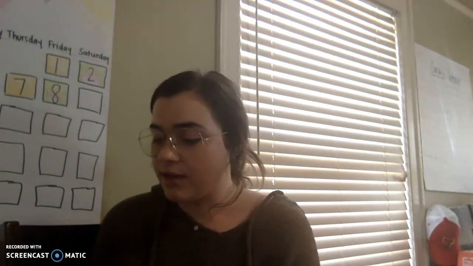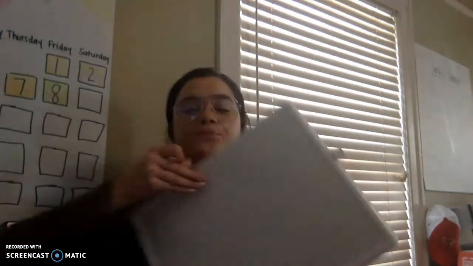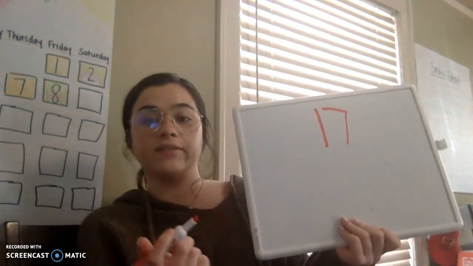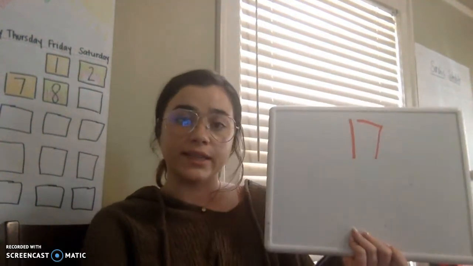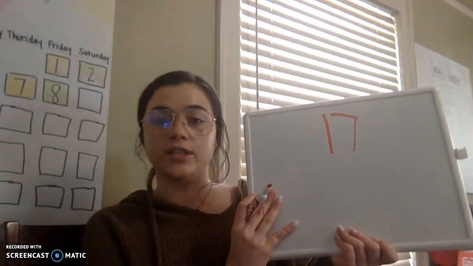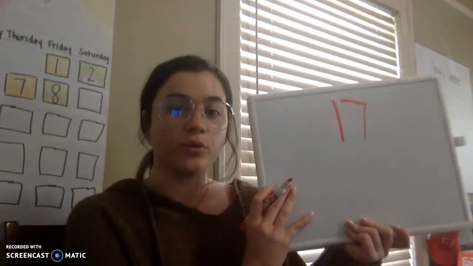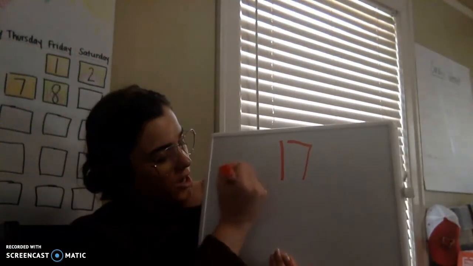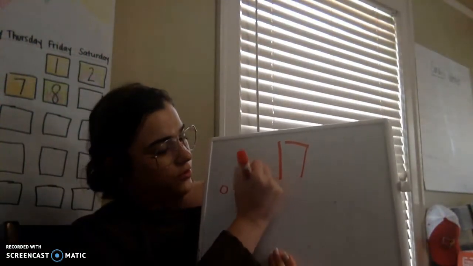The next number I'm going to count to is 17. A 1 and a 7 together make 17. 17. Okay? So when we get here, we're going to stop counting. Let's do it in English first. 1, 2, 3.